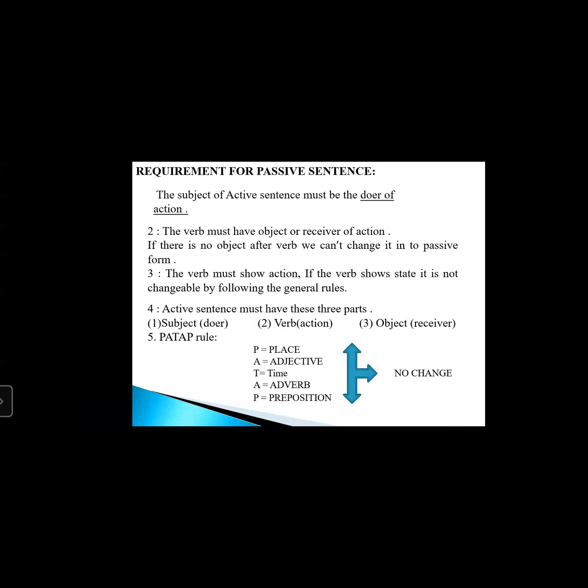I was talking about the object. So it is very necessary that an active sentence must have an object, at least one object. If there is an object of action, you can convert that sentence into passive form, otherwise no.